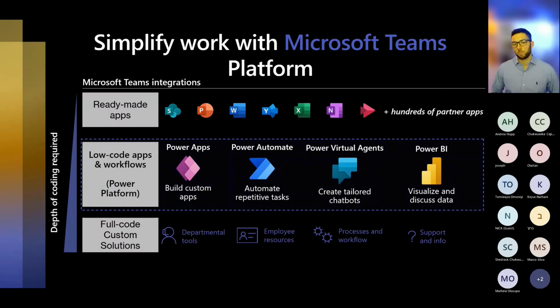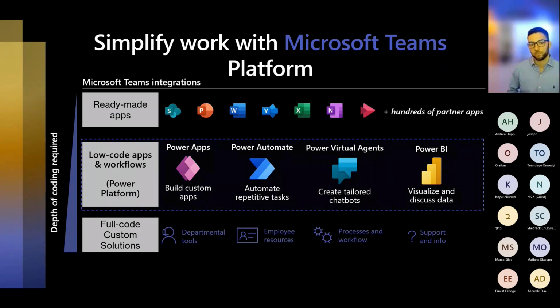In the middle, we have the Power Platform with all its components. I have specifically left Power Pages out since I think that it is more of a gateway, as I said, for your customers and externals. So I think that these 4 components fit better into Microsoft Teams. As we see, the depth of coding is decreasing and it gets to its lowest at the top line, where we have the ready-made apps which come with Microsoft Office, like SharePoint, Word, Excel, and so on.